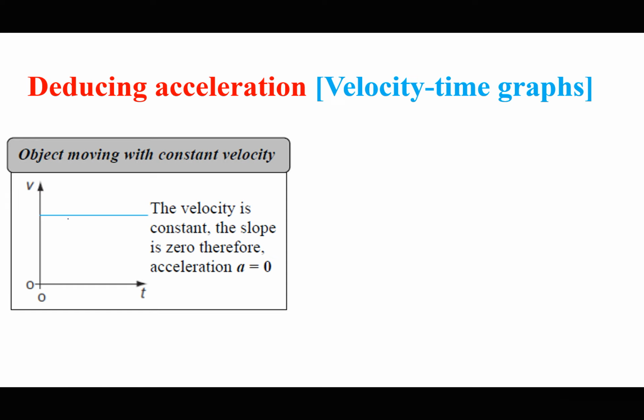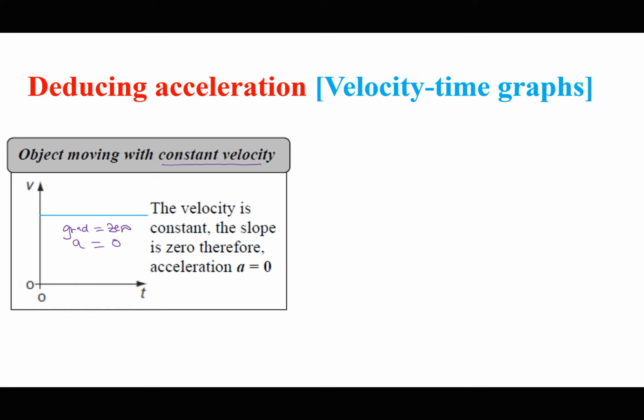And if you try to find the acceleration here, remember the gradient of a horizontal line is zero. And remember, the gradient is the acceleration. So here the acceleration is zero. Whenever a body is moving at a constant velocity, steady velocity or uniform velocity, the acceleration is zero. So the velocity is constant, the slope is zero, therefore the acceleration is equal to zero.